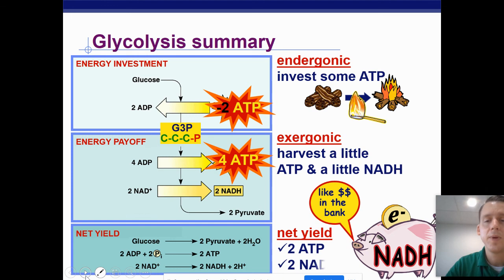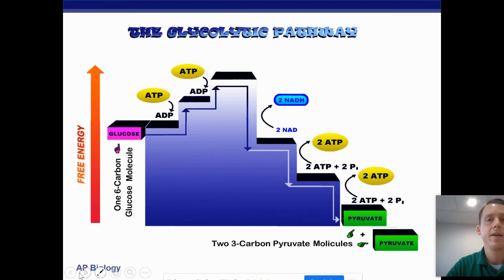So the net yield is 2 ATP and 2 NADH. A way you can think about it is a little bit of ATP investment at the beginning releases NADH energy and releases even more ATP energy. And we're still left with pyruvate, which has energy too. So we invest some energy at the beginning and we get paid back a little bit more.